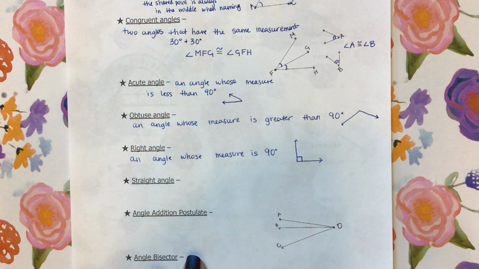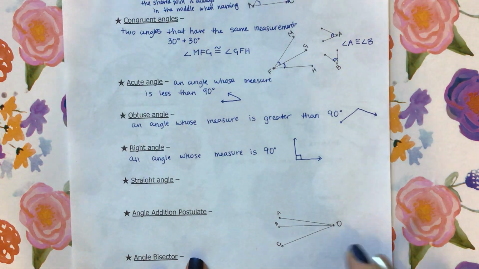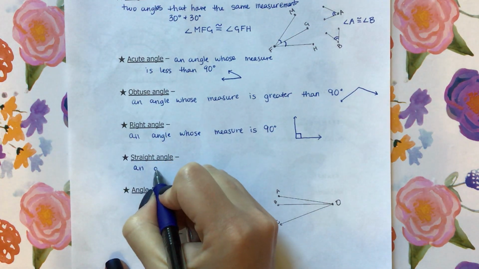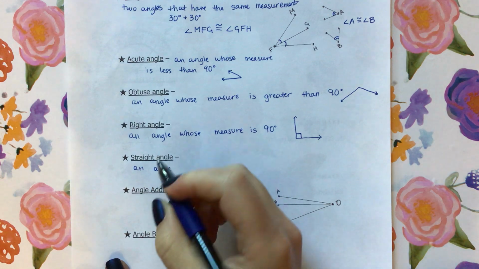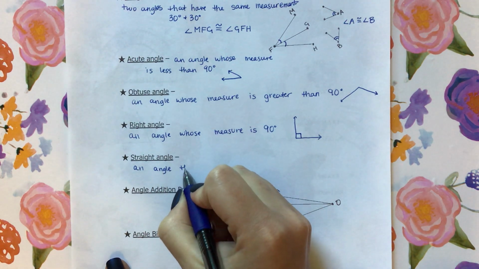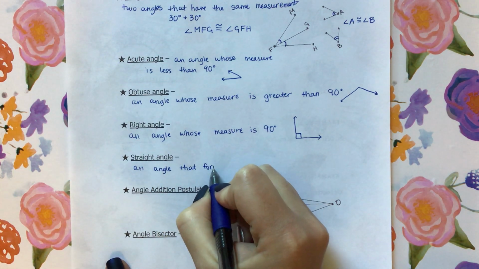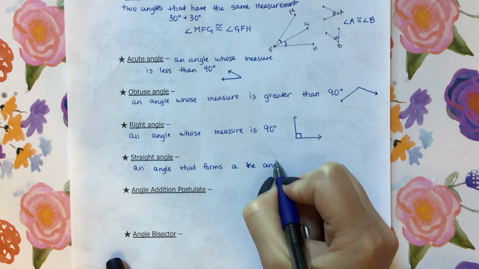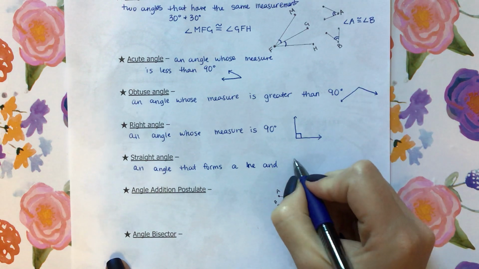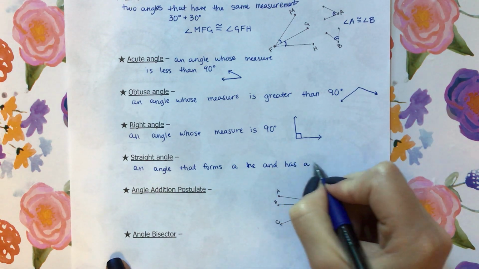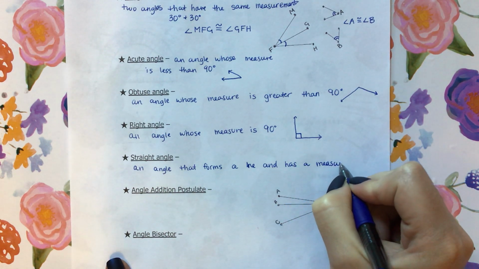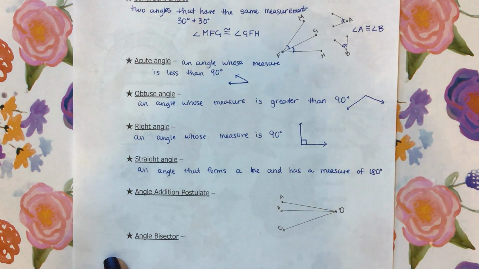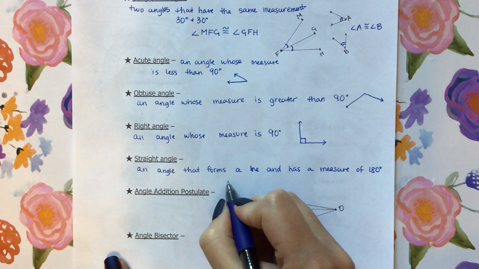A straight angle, something that people sometimes forget or don't realize. A straight angle is an angle that forms a line, and equals or has a measure of 180 degrees. So yes, even straight lines are angles.